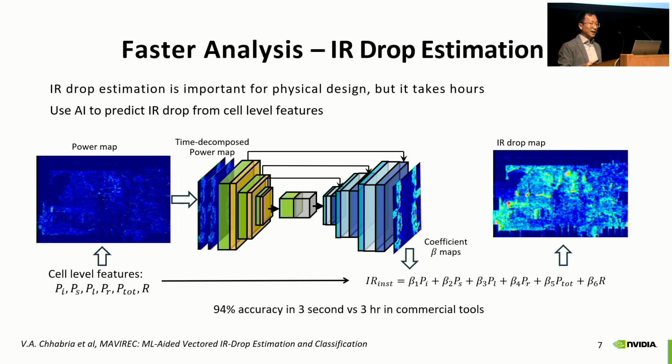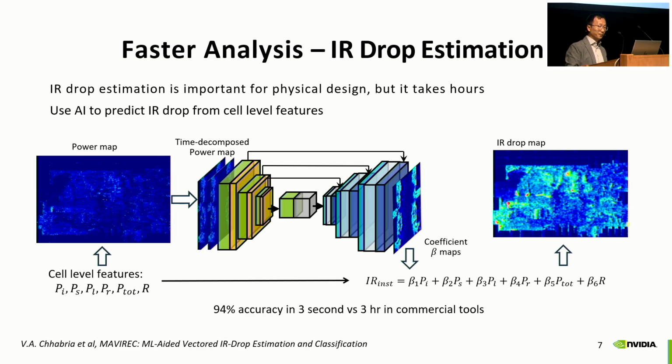So we would like AI to predict IR drop from cell-level features, such as internal power, leakage power, and so on and so forth. First, for each time step, we can create a two-dimensional power map based on all these features. Then we feed this power map for all the time steps to a CNN model, which will produce a map of coefficients. And these coefficients will be used in a linear regression to fit the cell-level features to the cell-level IR drop. Then we can produce the final IR drop map based on all the predicted IR drop on each cell.